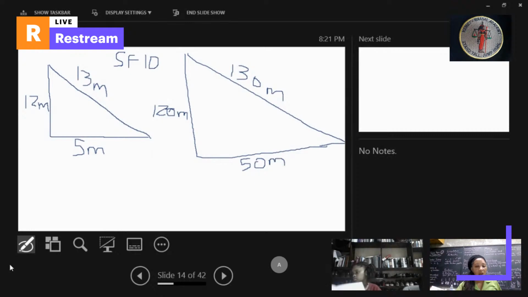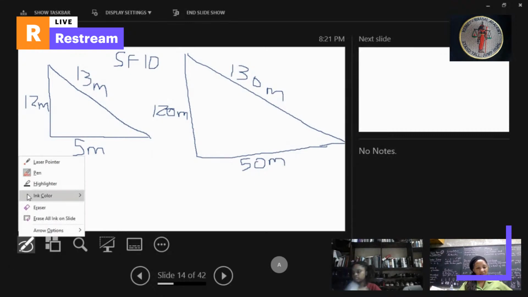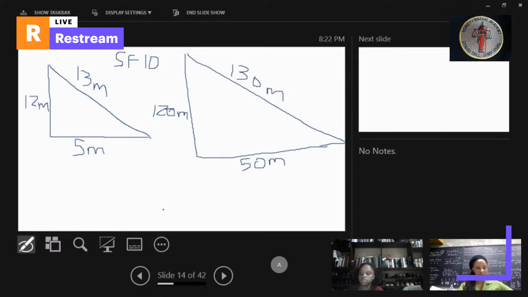All right. So what's the area of the little one? Okay, miss. The area of this one would be half base times height. So half, 5 times 12, which is 60, and half of 60 is 30. So 30 meters squared.